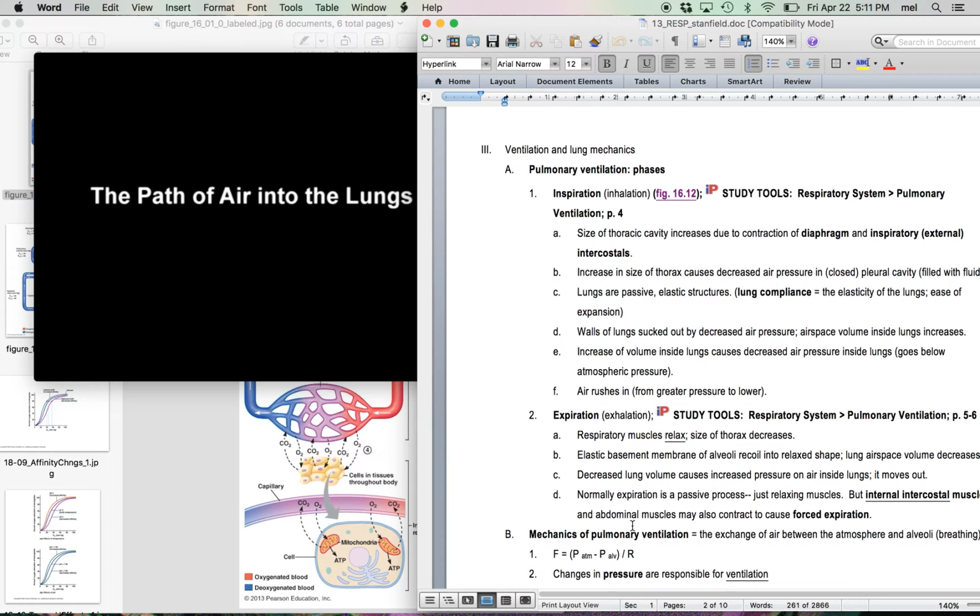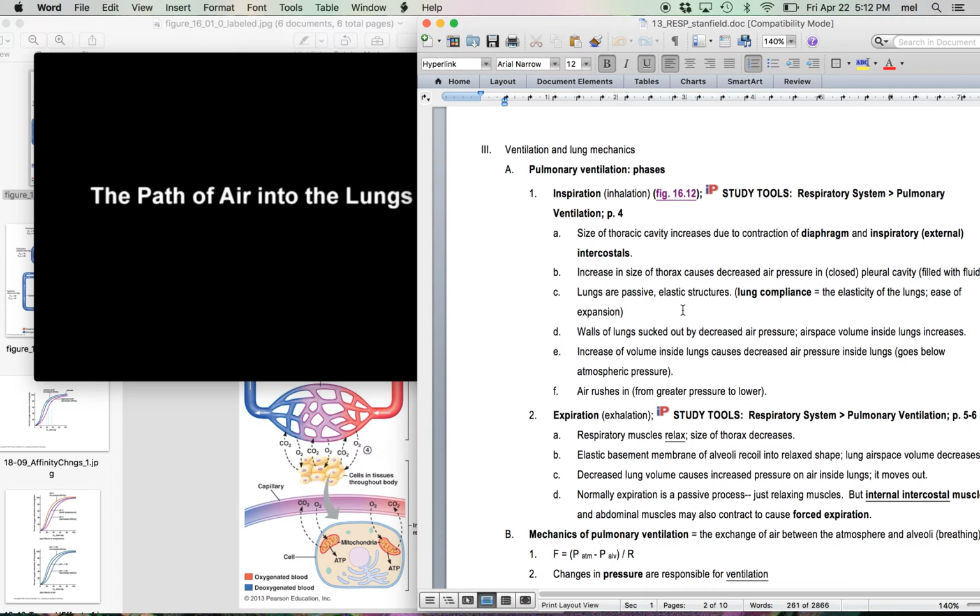But if we want air to move in versus out, we can change the pressure in the lungs. In order to make that occur, if I take the thoracic cavity and increase its size, that decreases the pressure in the thoracic cavity. That's called Boyle's law. There's an inverse relationship between the size of a closed container and the pressure in a closed container. So if I increase the size of the container, it drops the pressure in the thoracic cavity below atmospheric pressure. And if you drop it below atmospheric pressure, then air will move in.